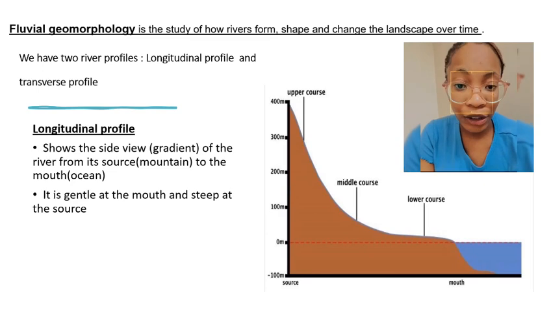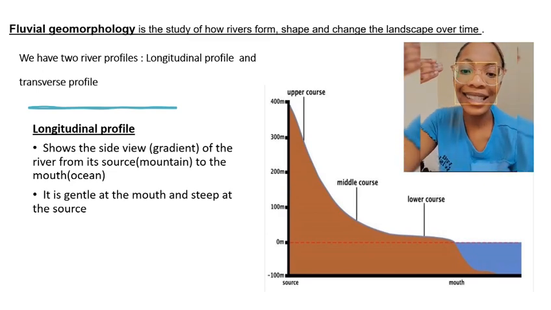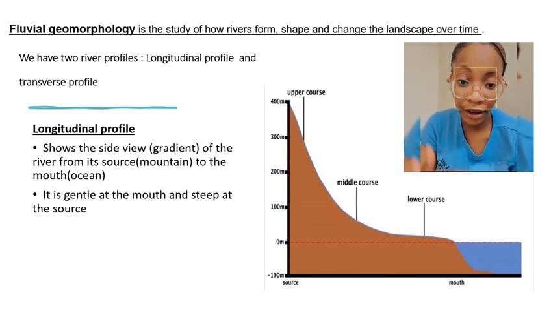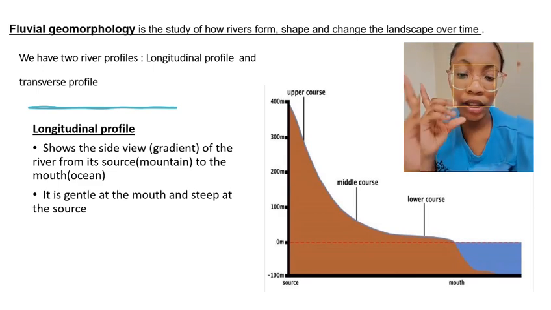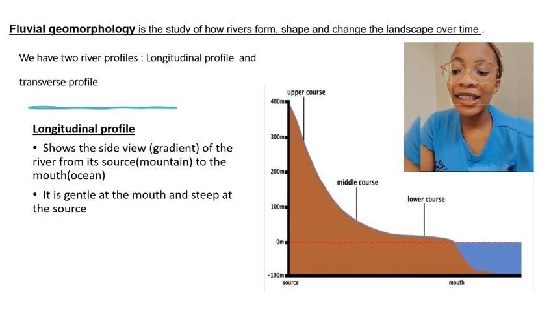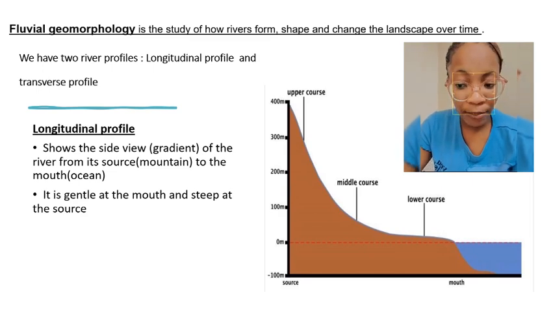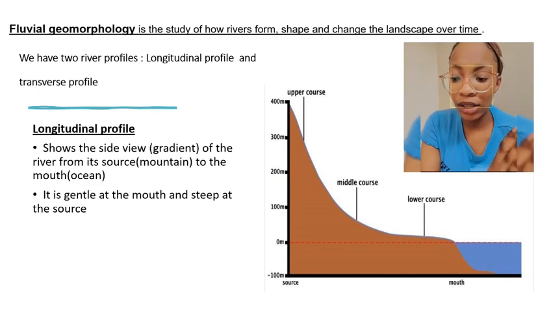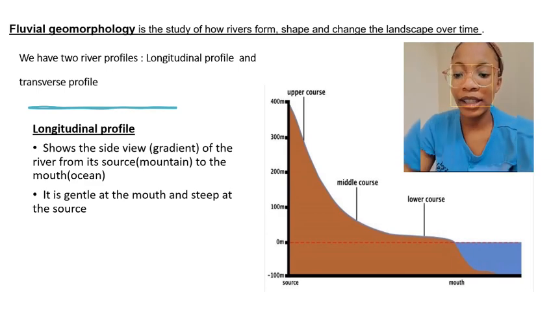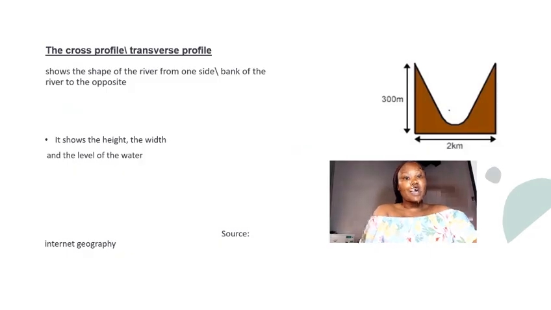So the longitudinal profile shows us the side view of the river, which is also known as the gradient. So the side view is shown from its source, which is the mountain, to the mouth, which is the ocean. It is gentle at the mouth because it's the ocean, and it is steep at the source because it's the mountain. Now we're going to be looking at the cross profile of the river.